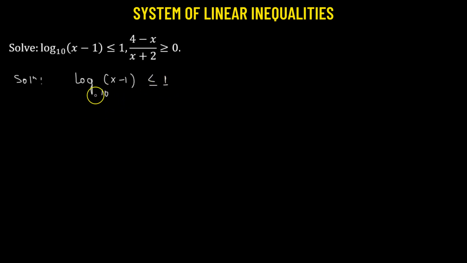Now here we know that in order for the logarithm to be valid, x minus 1 must always be greater than 0. So that means x must be greater than 1. So this is what we have obtained from the first linear inequality. When x is greater than 1, only then will the first linear inequality be valid.